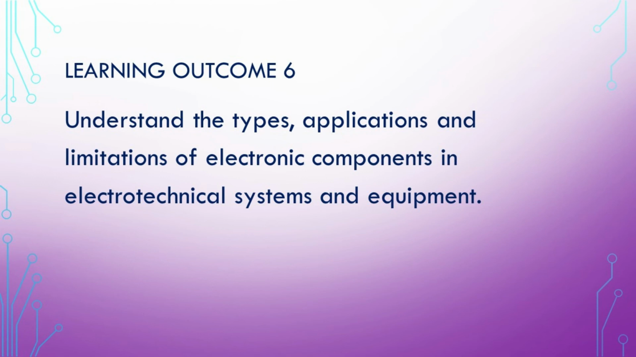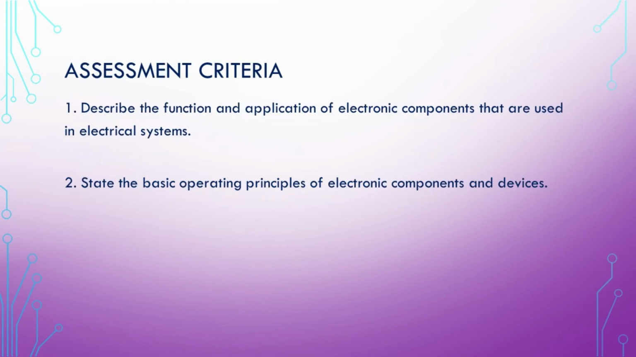Learning outcome number 6 looks at understanding the types, applications and limitations of electronic components in electrotechnical systems and equipment, and this is the final learning outcome for this unit. There are 2 assessment criteria in this final learning outcome, and the first one is describe the function and application of electronic components that are used in electrical systems. So the learner needs an understanding of how components are used and where they're used within electrical systems. And number 2, state the basic operating principles of electronic components and devices. So in other words, understand how they work.